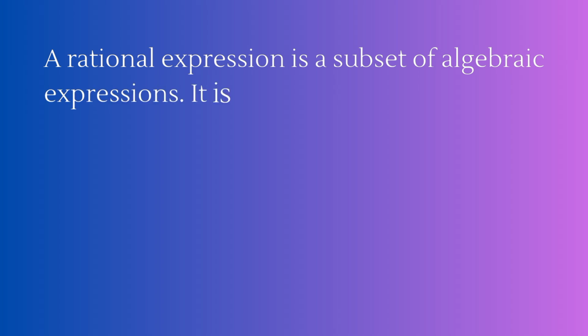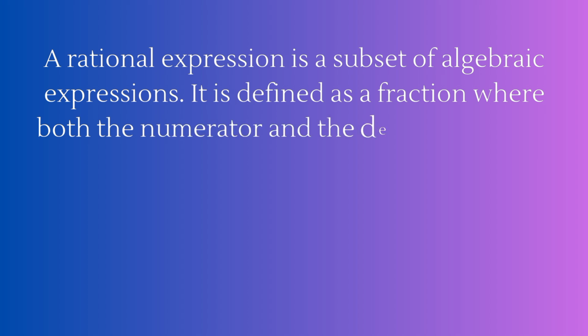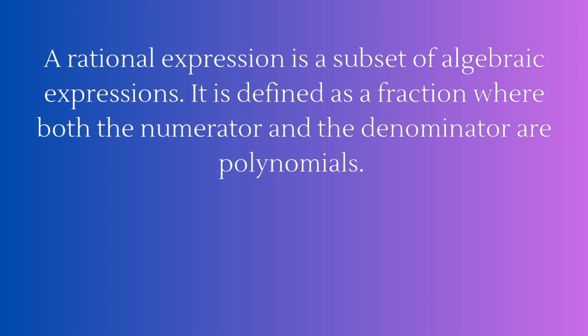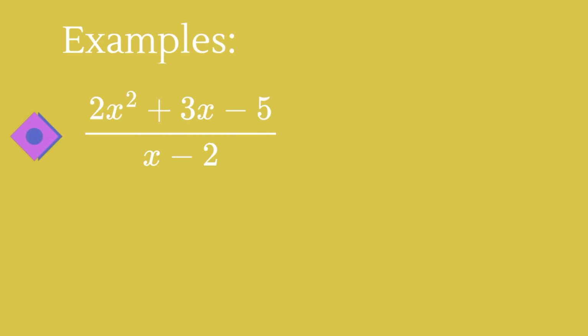Rational expressions. A rational expression is a subset of algebraic expressions. It is defined as a fraction where both the numerator and the denominator are polynomials. A rational expression has the form p/q, where p and q are polynomials and q is not equal to 0, as division by 0 is undefined. An example of a rational expression is (2x² + 3x − 5)/(x − 2). The numerator 2x² + 3x − 5 is a polynomial. Also, the denominator x − 2 is a polynomial. It is a rational expression.